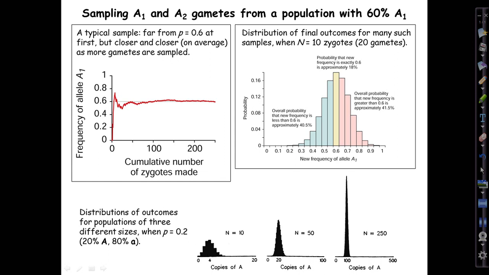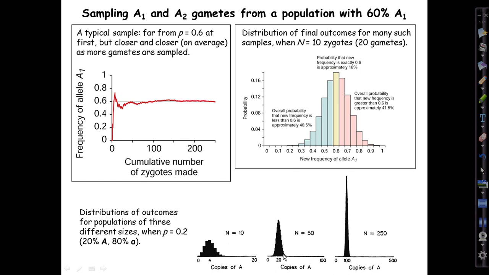Only 20% of what I call the big A allele, 80% of the little a allele. And notice the n equals 10 case, which corresponds to theirs, has a histogram of expected outcomes qualitatively exactly like this one, with 50 total zygotes, 100 gene copies being sampled.